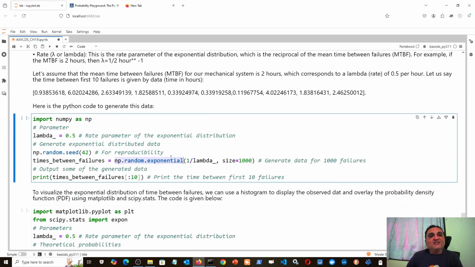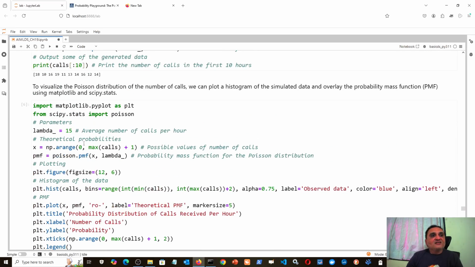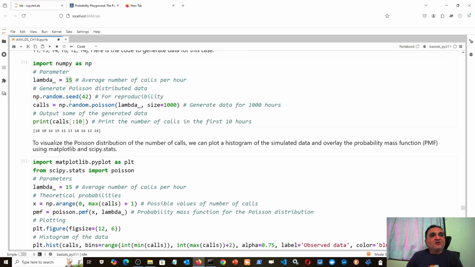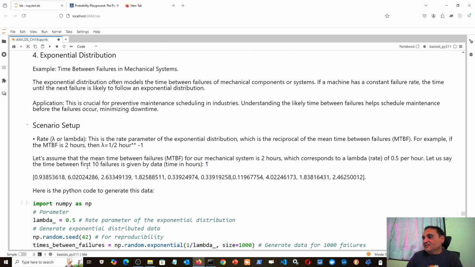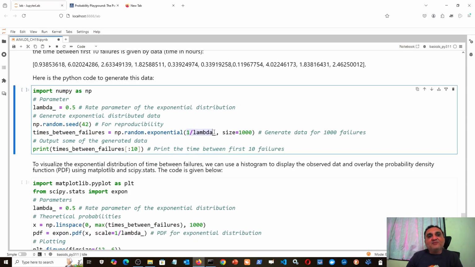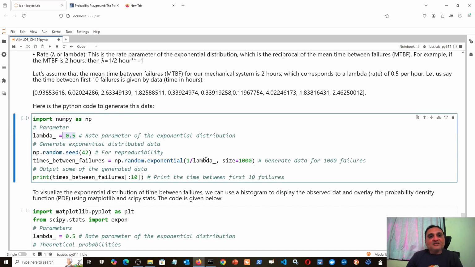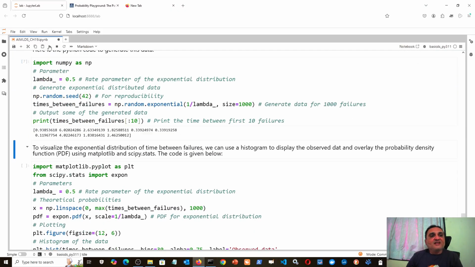Now you see that if you want to generate binomial, then np.random.binomial. If you want to generate Poisson, then np.random.poisson. Similarly, if you want to generate exponential, then np.random.exponential, and you specify 1 by lambda, not lambda, but 1 by lambda. Your lambda is 0.5, so 1 by lambda is 2. That is the mean time between failure, 2 hours, and size is 1000. So you are generating the data for 1000 failures, and then print the first 10 values of data.